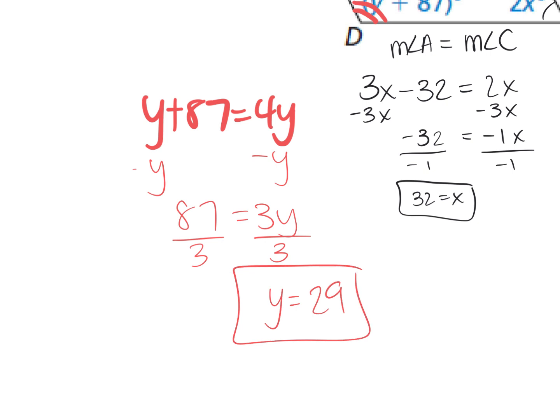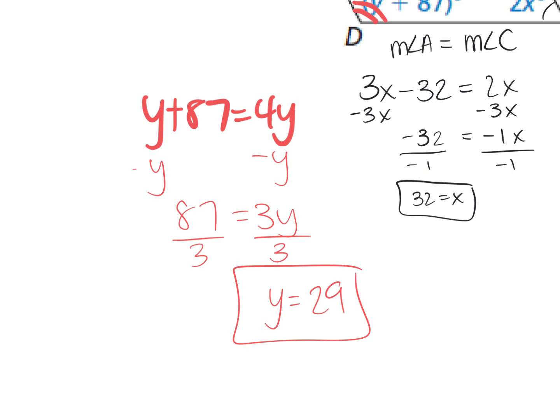So if x is 32, y is 29, what kind of shape do we have then? A parallelogram, okay? That's what this question is asking us for. What values would make this a parallelogram? And you know that opposite angles must be congruent in parallelograms. So just make sure that when you plug in x and y, the opposite angles are congruent. Any questions on this one?